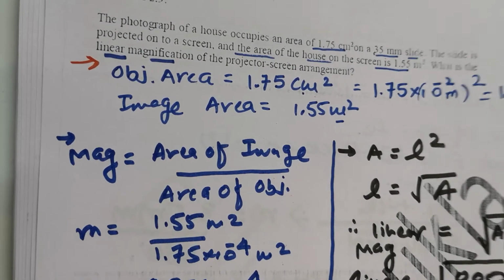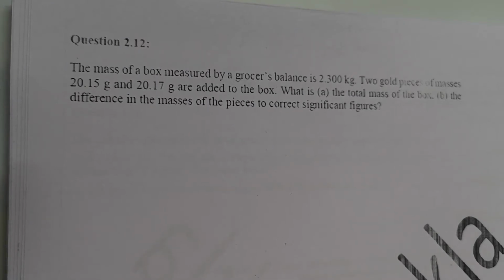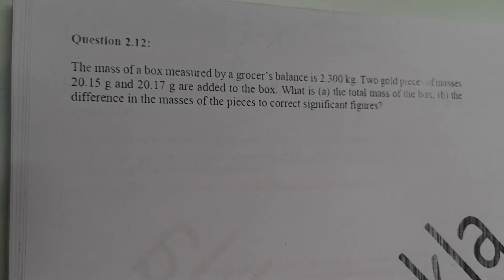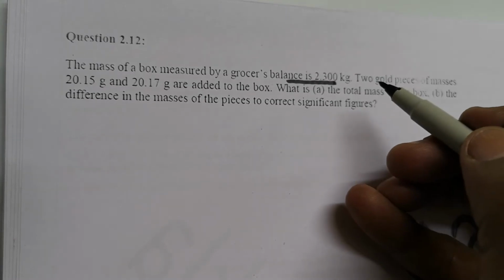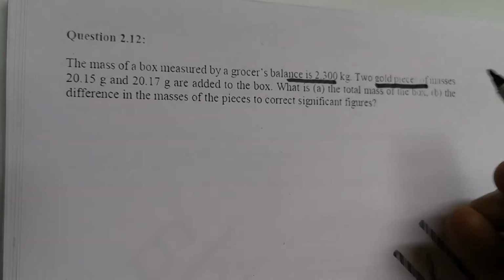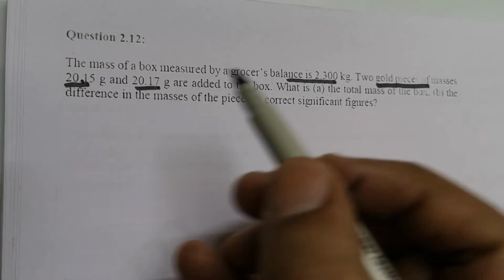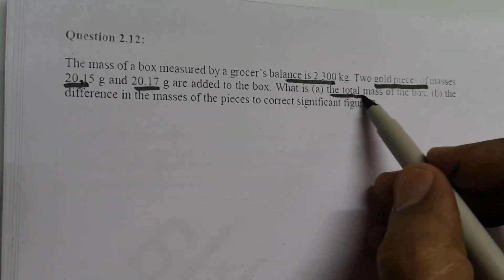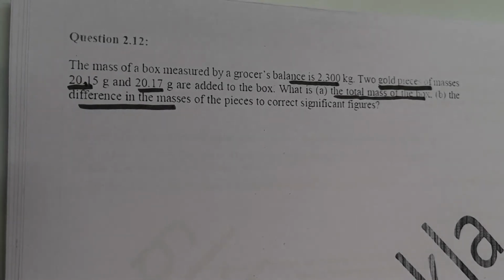Now example number 2.12. In 2.12 we have been given such data. You have been given one pendulum, and in this pendulum the mass of the balance box is 2.300 kilogram. Apart from that, two gold pieces of masses 20.15 kilogram and 20.70 gram are added to this box. We have to find the total mass of this box and what will be the difference of the pieces in the box. We have to find the difference as well as the total mass.